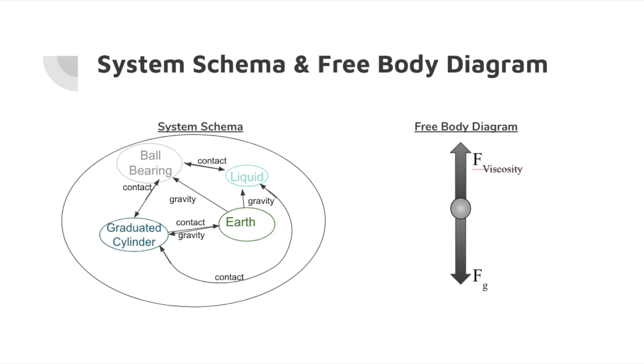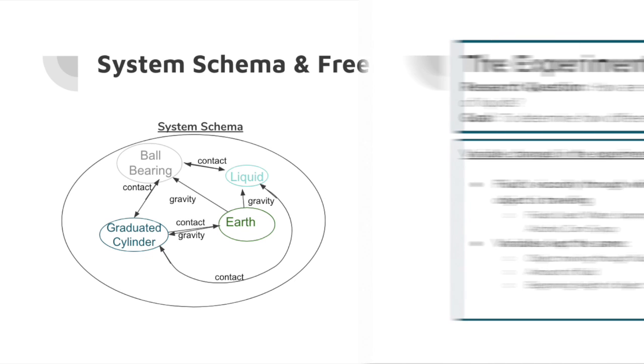System schema and free body diagram. In the system schema for our experiment, each aspect has a contact or a gravitational relationship with each other. A ball bearing, a liquid, Earth, and our graduated cylinder are all included in the system schema. For the free body diagram, there's the force of viscosity in the upwards direction and the force of gravity in the downwards direction.